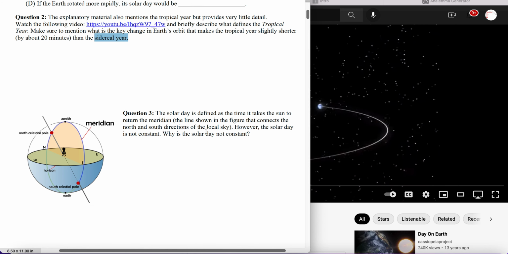Now, as we continue on, let's take a look at question 3. Now, question 3, again, talks about the solar day, and it talks about the fact that the sun does not exactly return to the meridian after a 24-hour period of time. And why is that, right? Why does the solar day not last the exact same amount of time throughout the year, right? Because it's one thing to say that the solar day and the sidereal day are not equal to each other.